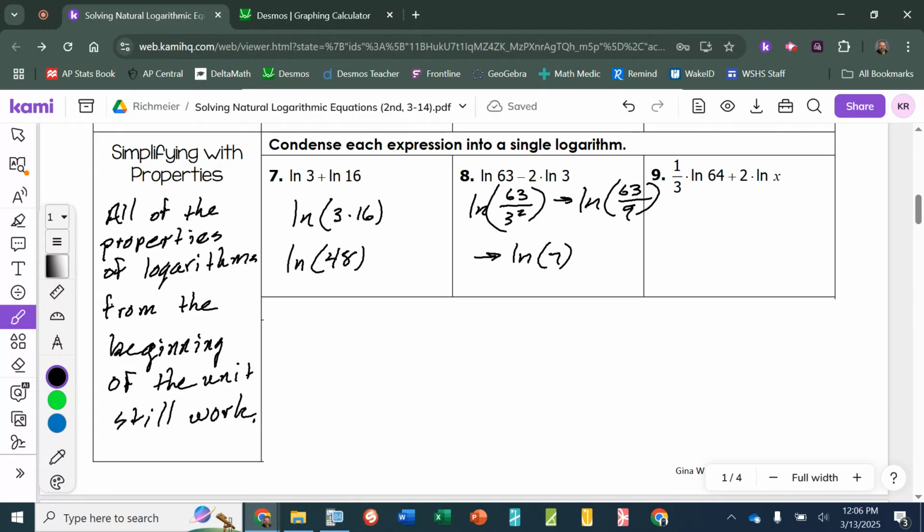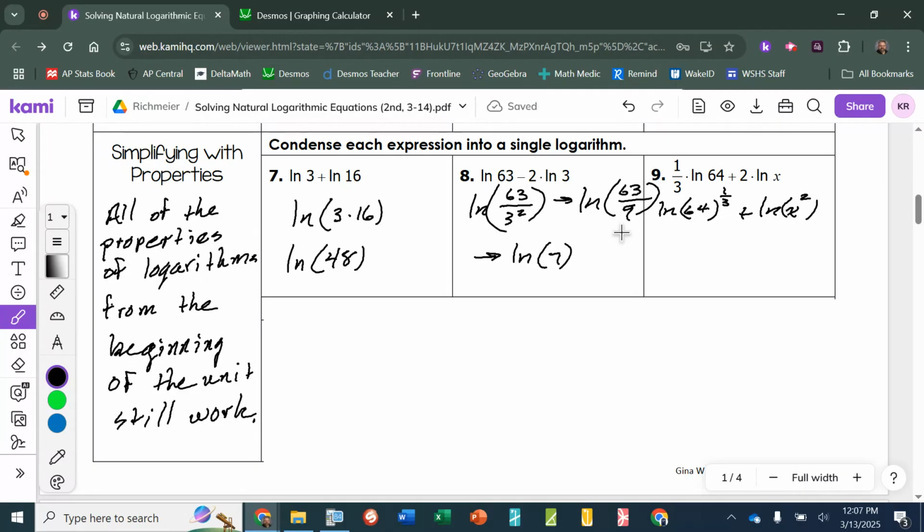In number 9, we have a similar situation. I have a 1/3 in front of the natural log of 64, and I have a 2 in front of the natural log of x. We'll be doing the same thing. We're going to take those numbers and create them as exponents on the arguments using the power property. And then I see I have addition here, so I'm also going to use the product property. So we've got the natural log of 64 raised to the 1/3 power plus the natural log of x raised to the 2nd power.